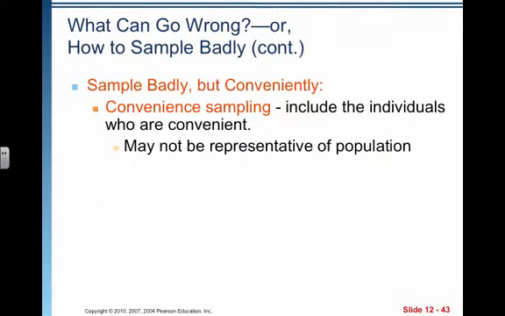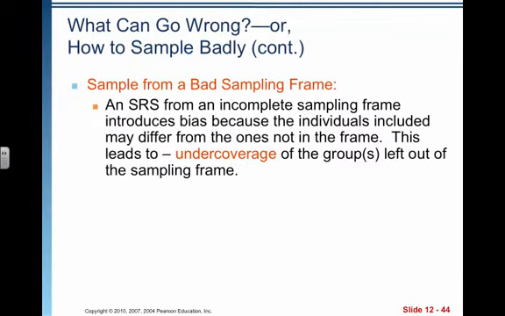Convenience sampling includes the individuals who are convenient, the people you know who are right by you. It may not be representative of a larger population, so there's really no point in doing it. Sampling from a bad sampling frame: a simple random sample from an incomplete sampling frame introduces bias because the individuals included may differ from the ones not in the frame. This leads to undercoverage of the groups left out of the sampling frame.